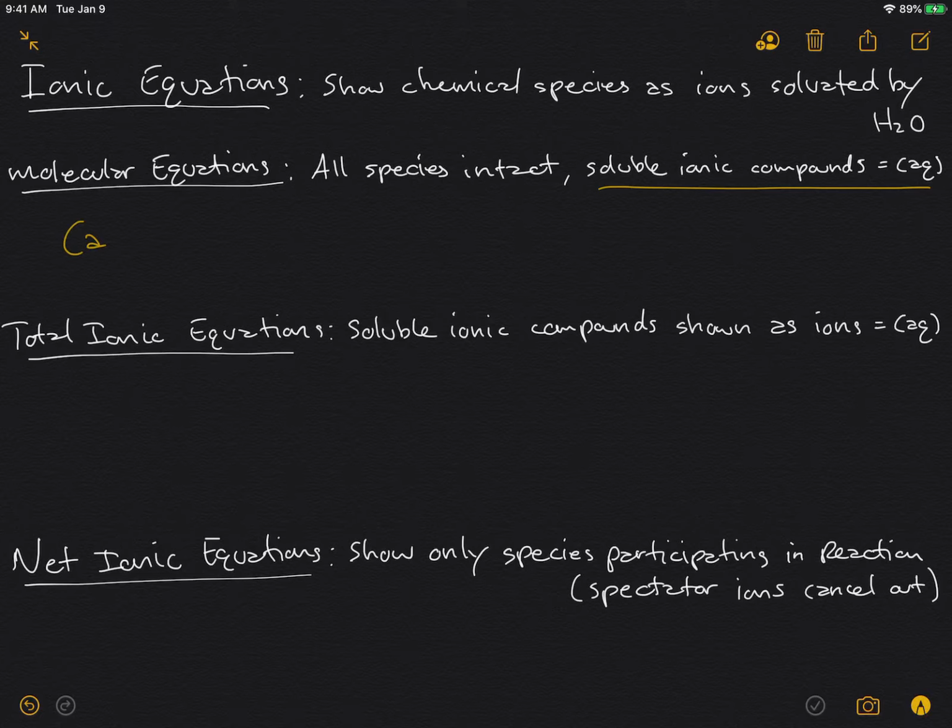So calcium nitrate has this formula, and if you look at your solubility rules, calcium nitrate is soluble, so we'll indicate that it's aqueous, and that's going to react with sodium sulfate, and that is also soluble. So usually everything on the left side of the arrow is going to be soluble.